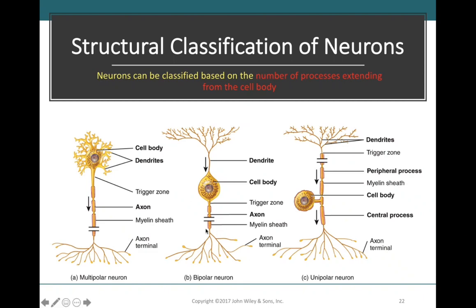Bipolar neurons we see with our special senses, which we'll cover in Chapter 17. So I won't be talking about much more of these in this presentation, but our multipolar neurons and our unipolar neurons are going to be the types that we're really going to discuss throughout the rest of this video.